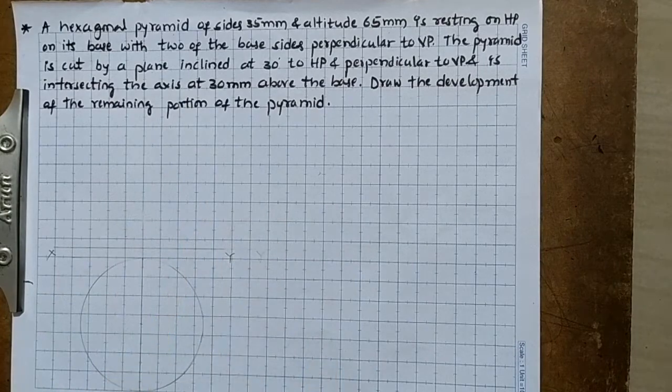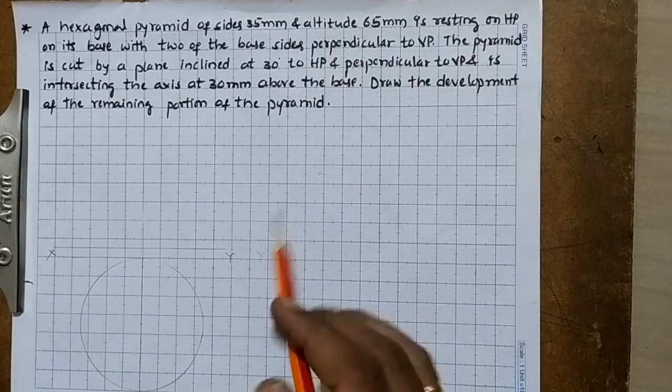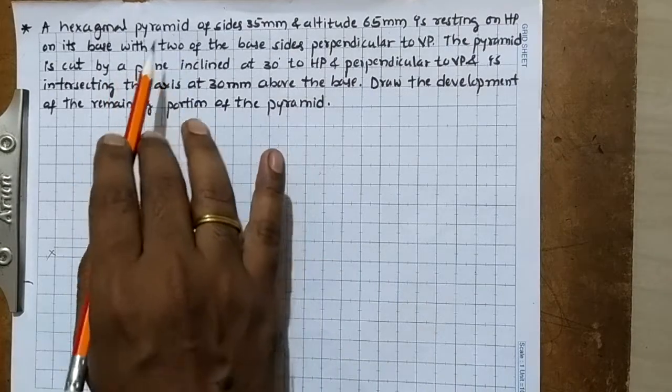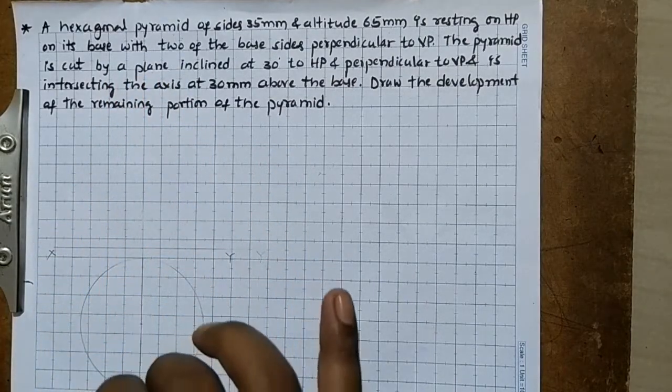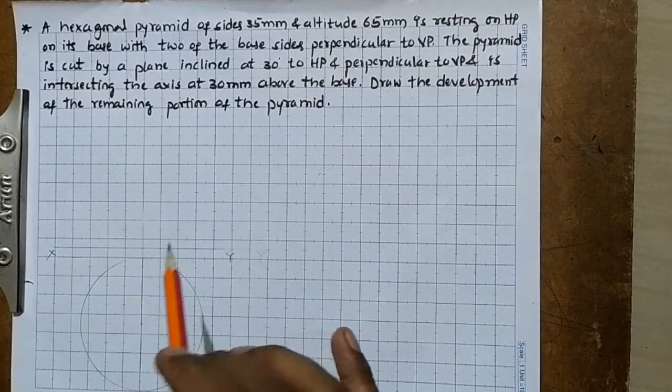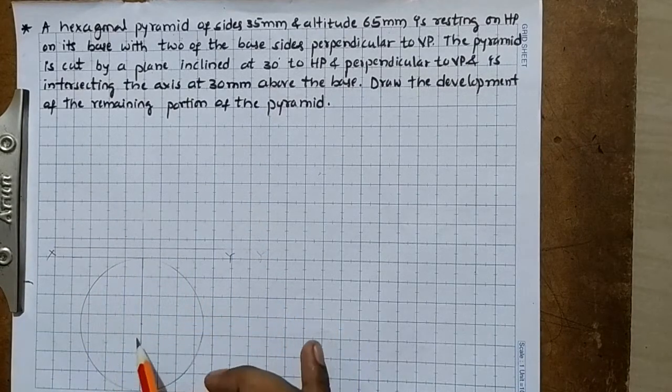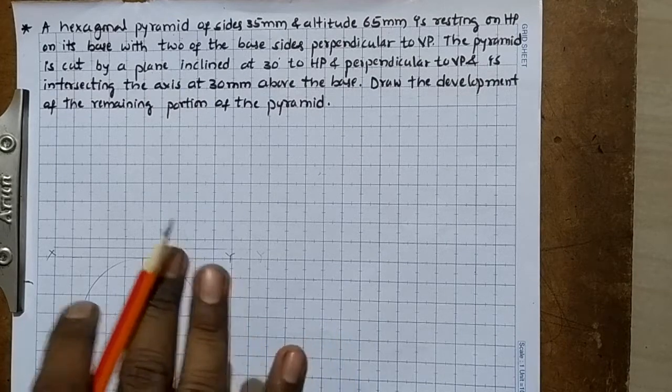First, I am going to draw the top view and front view of the hexagonal pyramid. When you are looking from the top of the pyramid, the top view looks like a hexagon. Then it is on HP.